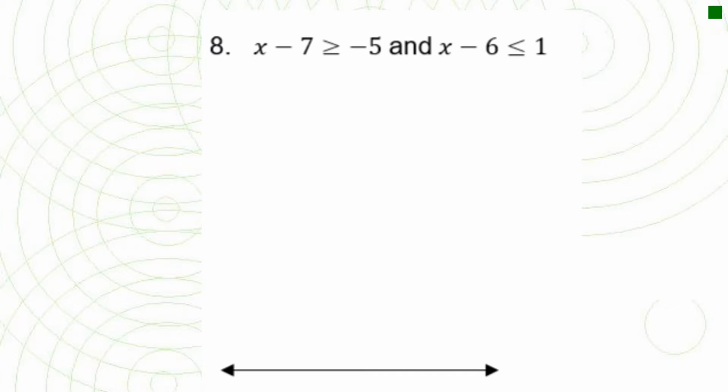All right, number 8 is also an and. So I'm going to do each part separately. So I'm going to start on the left. X minus 5 is greater than or equal to negative 5. So I'm going to add 7 to both sides.